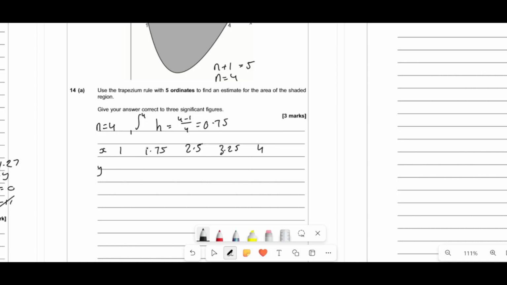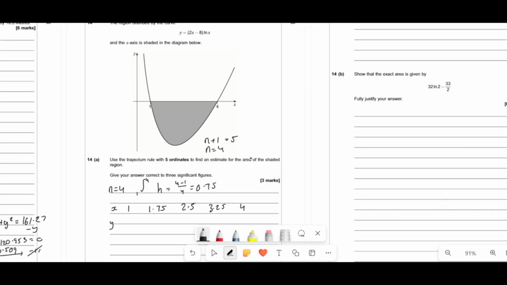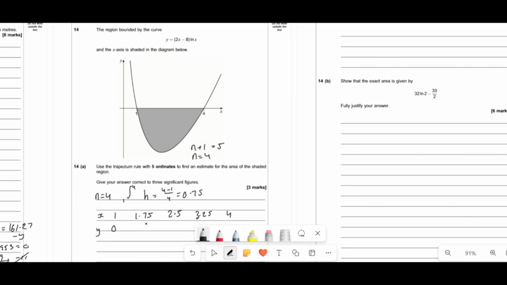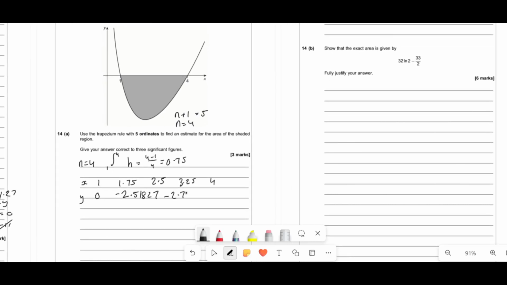And then we need to work out our y values for each of these as well. So all you do is just slap them into the equation and see what we get out. So the next one is going to be minus 2.51827, and then it's going to be minus 2.74887. I've written this table horribly. And then it's going to be minus 1.76798, and then that's going to be 0.